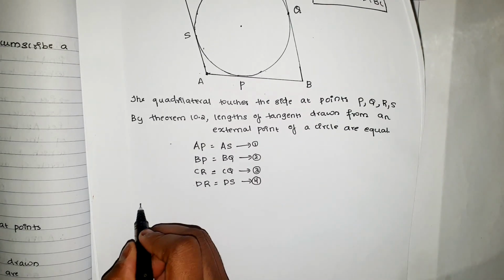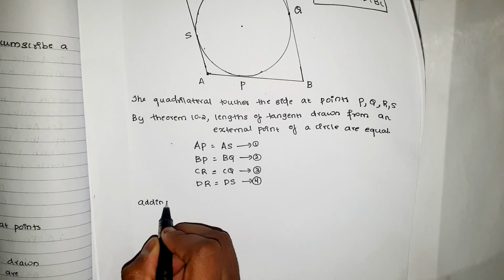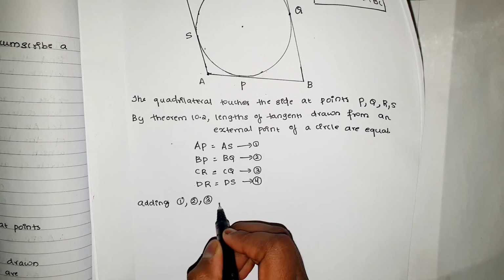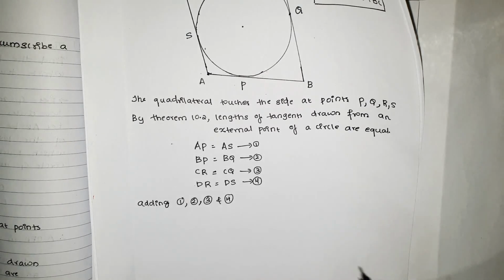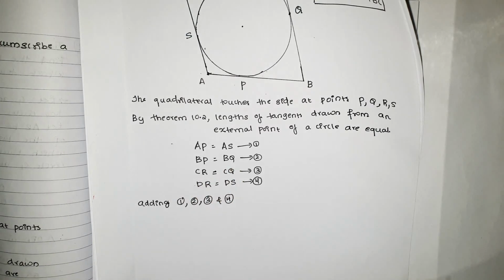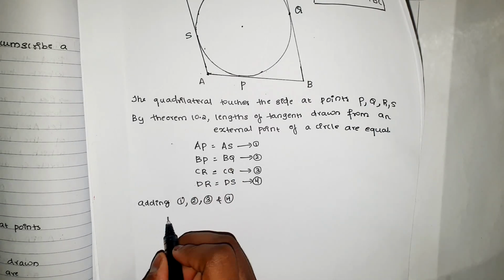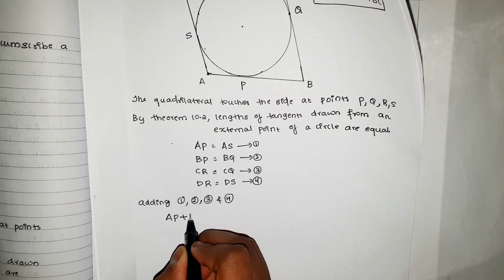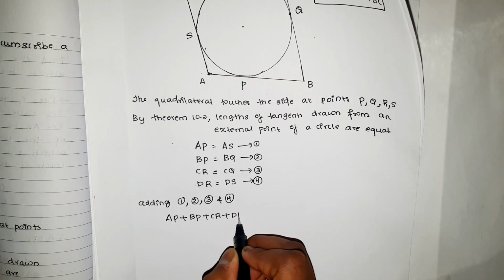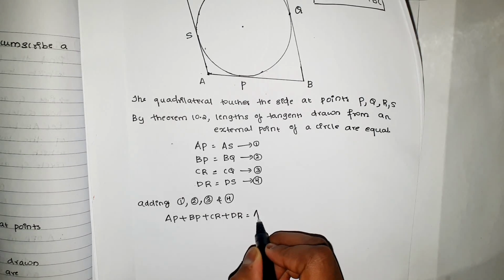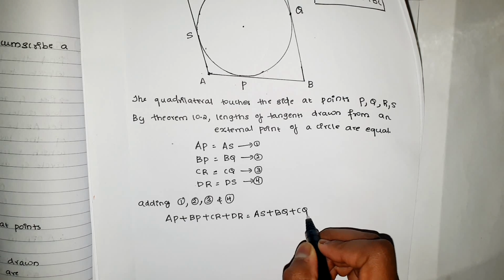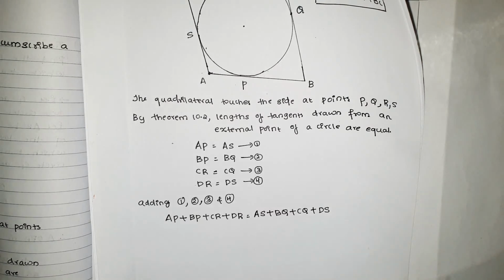Adding 1, 2, 3 and 4. Okay. So, we are adding the LHS and here we are adding the RHS. So, AP plus BP plus CR plus DR is equal to AS plus BQ plus CQ plus DS.